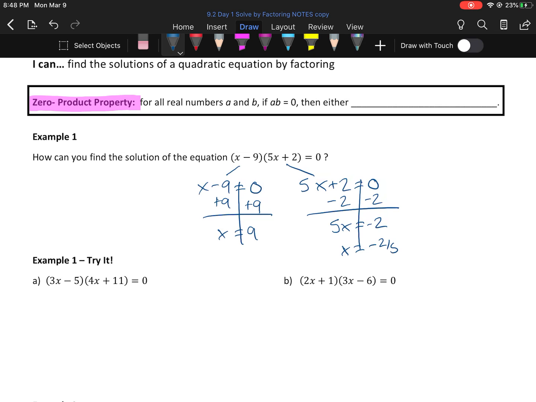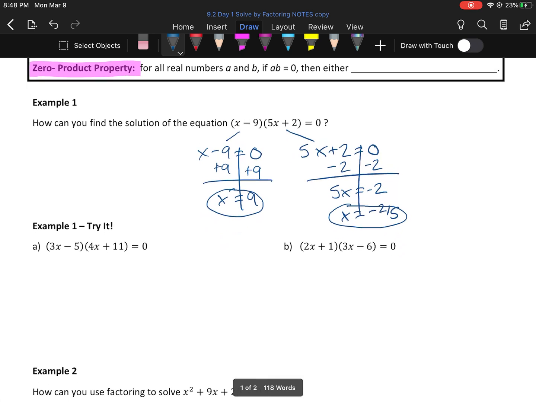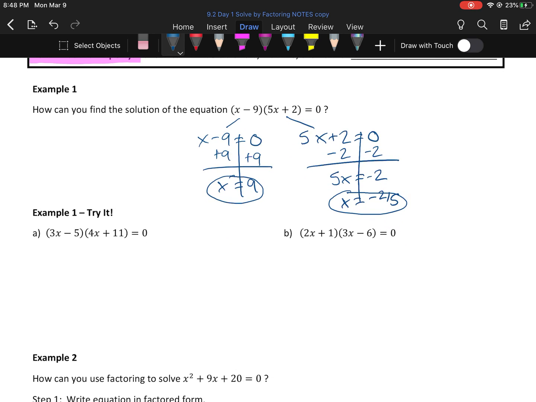So my two solutions, which is what I'm trying to find, the roots, where they cross the x-axis, is x is equal to 9 and x is equal to negative 2.5. Why don't you go ahead and try A and B?